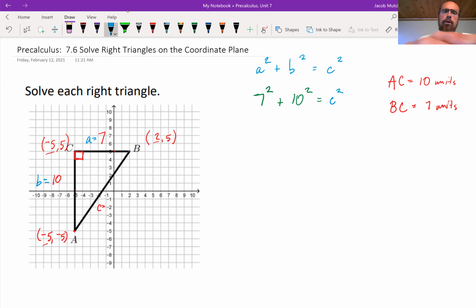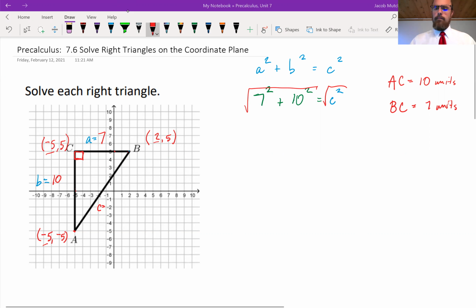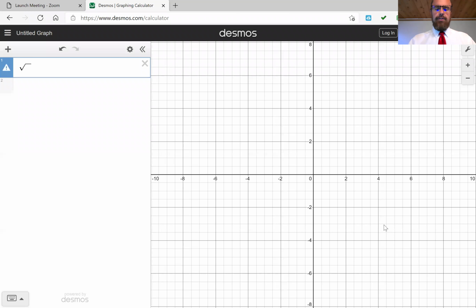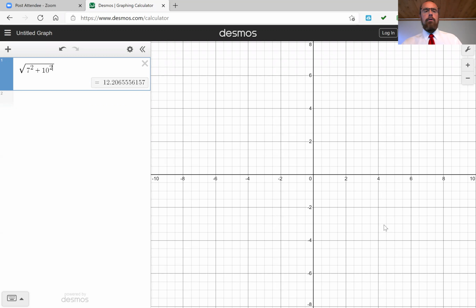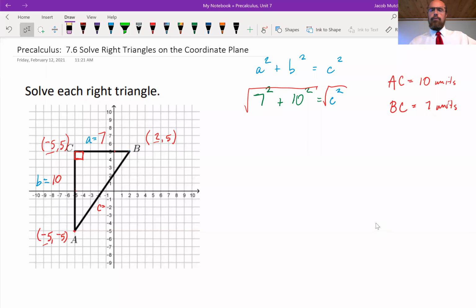To solve for C, I'm going to take the square root of both sides. And I just want to get an estimate then. So the square root of 7 squared plus 10 squared. And we'll take this to the calculator. So the square root of 7 squared plus 10 squared is going to be roughly 12.2. So we'll take that back and note it, 12.2. So AB is 12.2 units roughly.